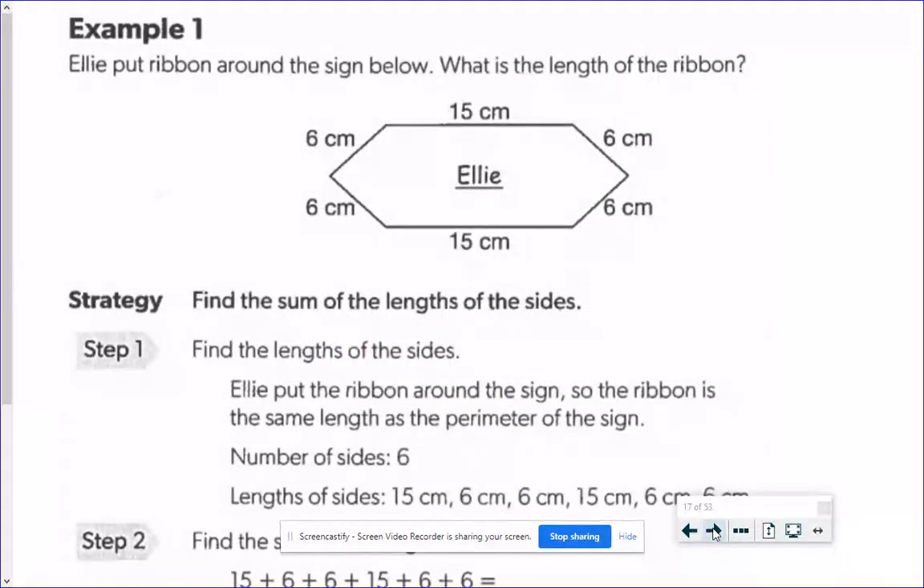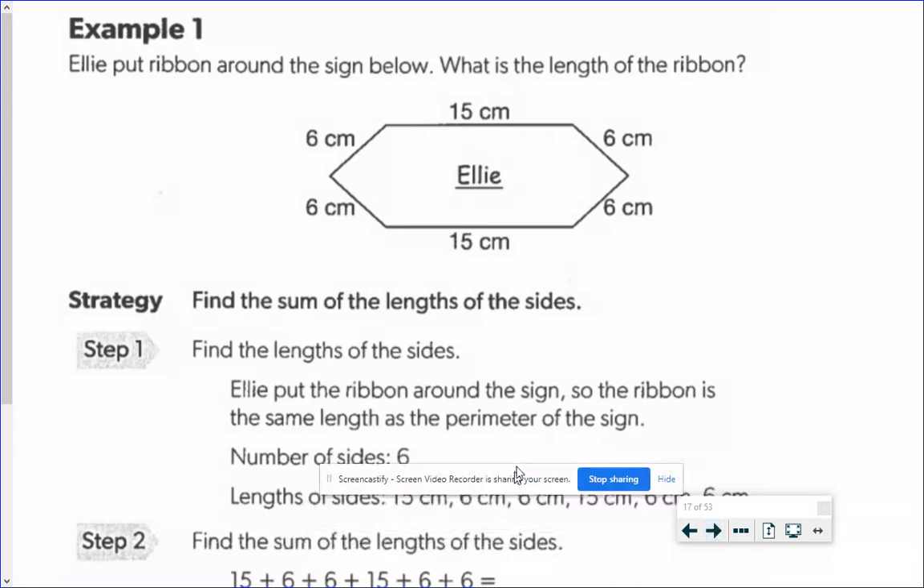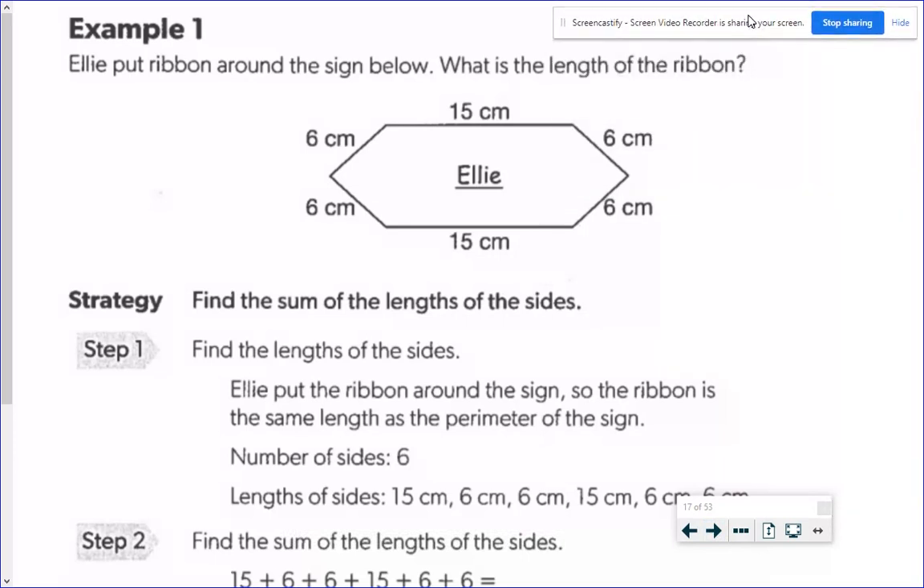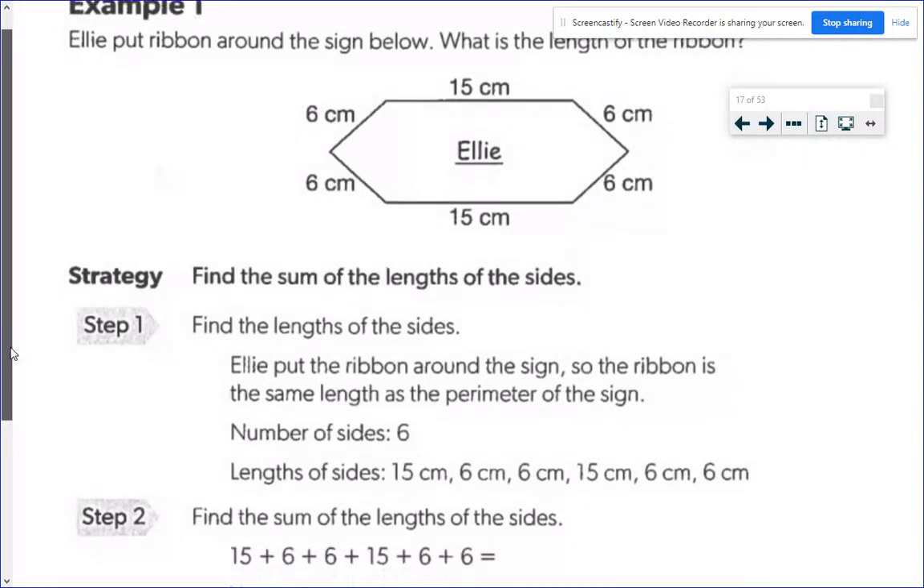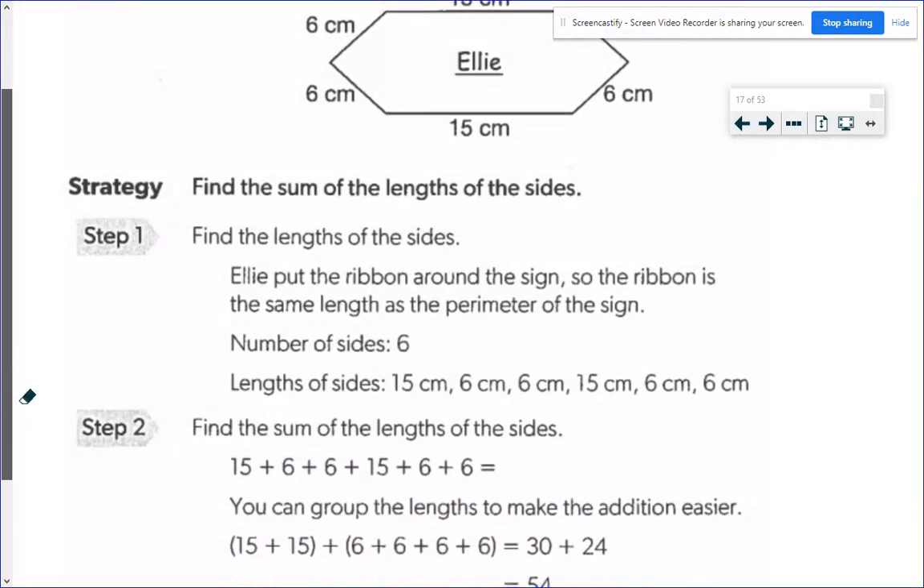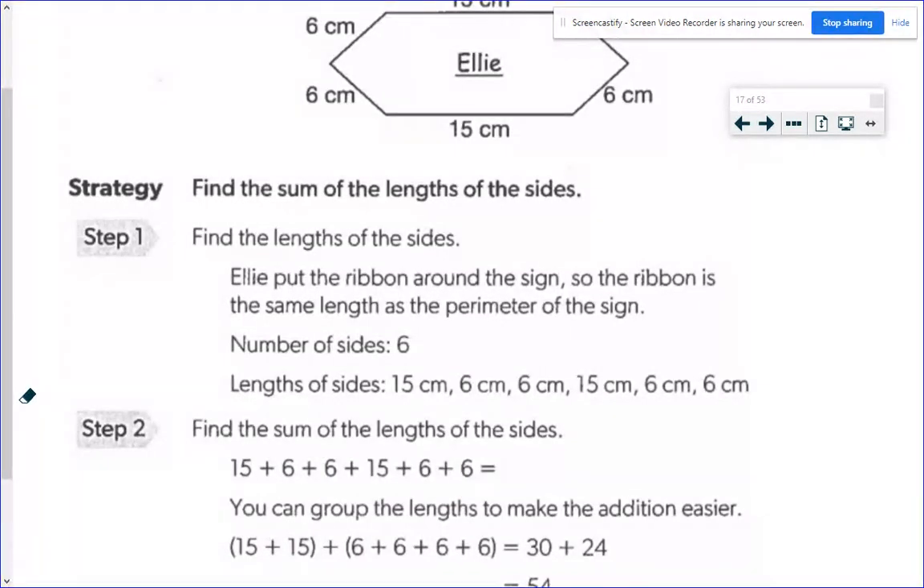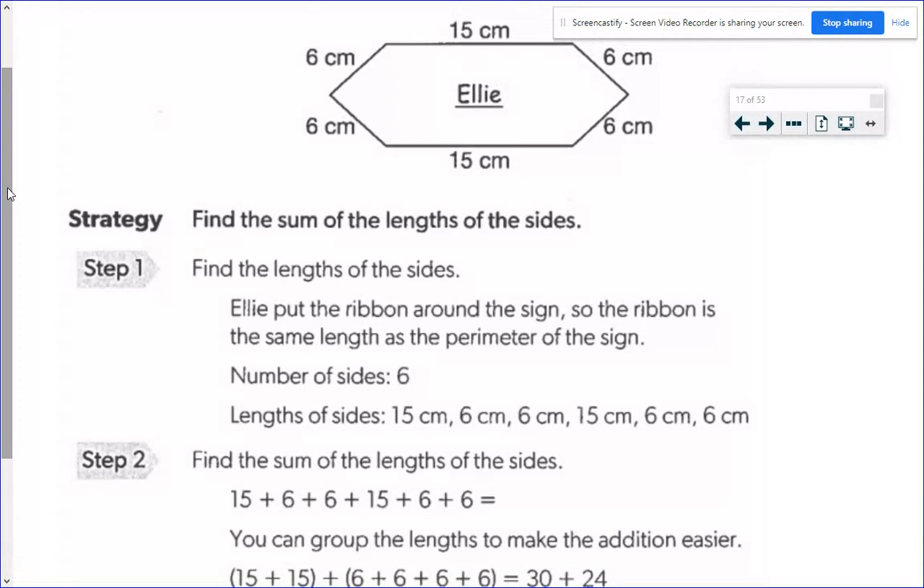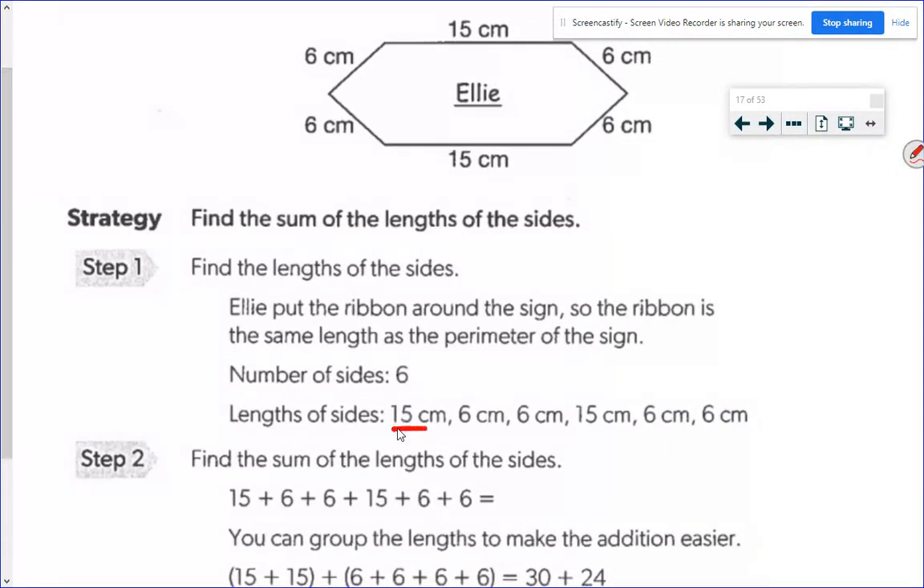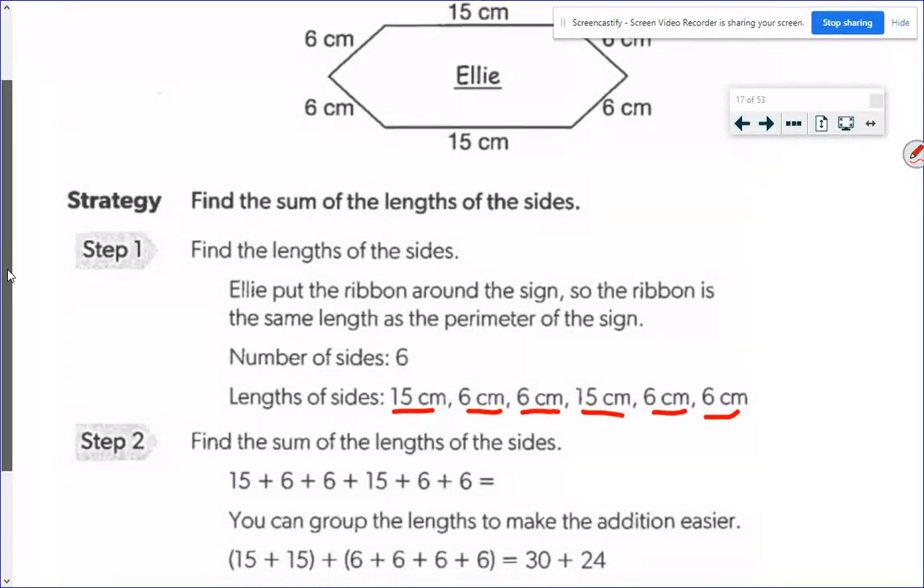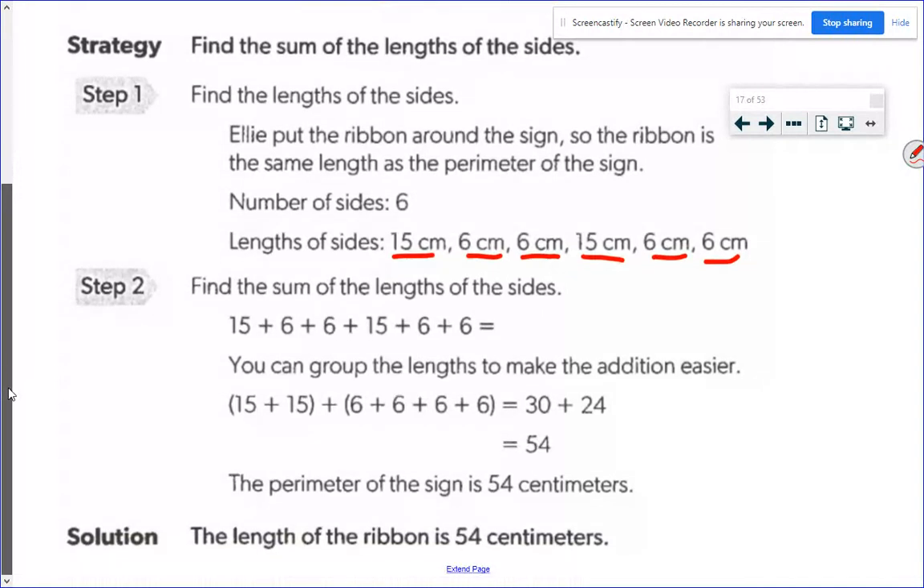Here's another example. Ellie is putting a ribbon around a sign that she's made. And we're going to need to help Ellie figure out how much ribbon she's going to need to buy. She wants to spruce this sign up with some ribbon. So again, just like on the other slide, what they did is they went around and added. There's 6 sides. It's a hexagon. Started at the top and made a number sentence, 15 plus 6 plus 6 plus 15 plus 6 plus 6.